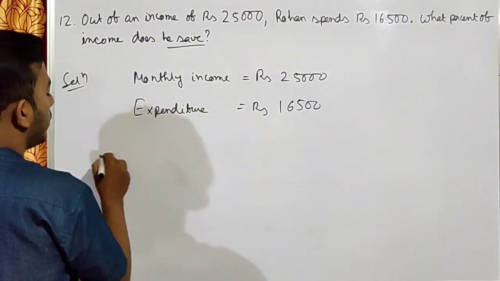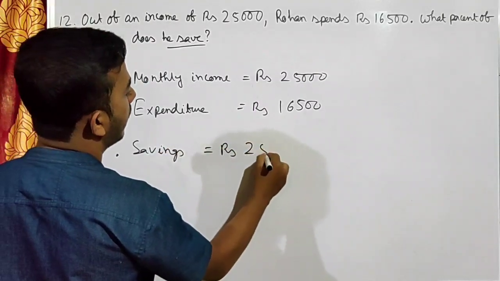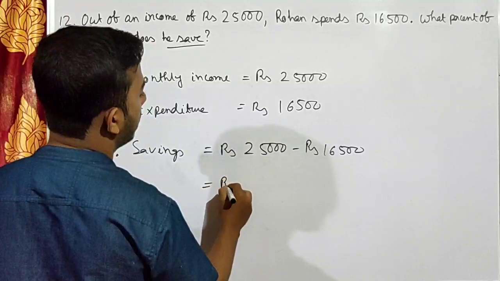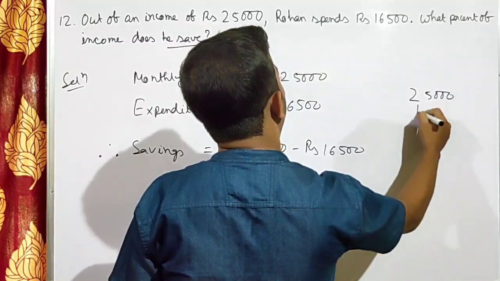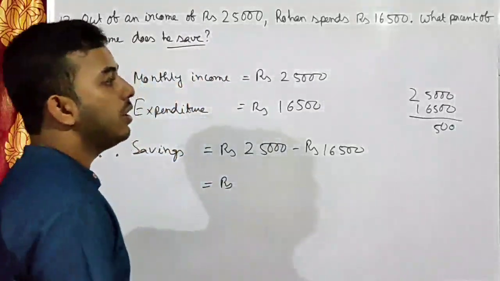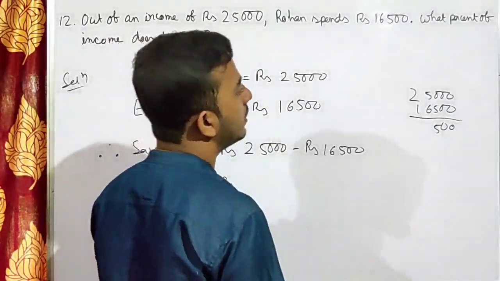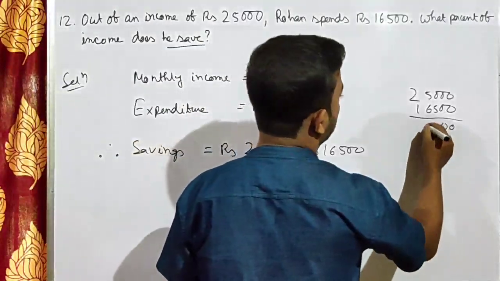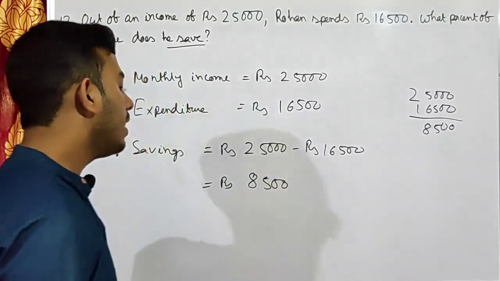Okay. So we write, therefore savings equal to rupees... isn't it? So look, 0, 0, 10 minus 5 is 5, then 14. 14 minus 6 is how much? 14 minus 6 is 8, isn't it? So it is rupees 8500. That is, he saves rupees 8500.